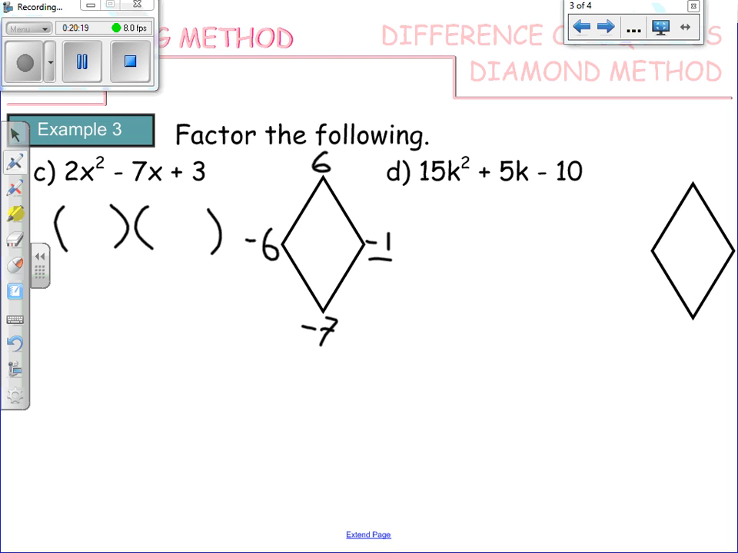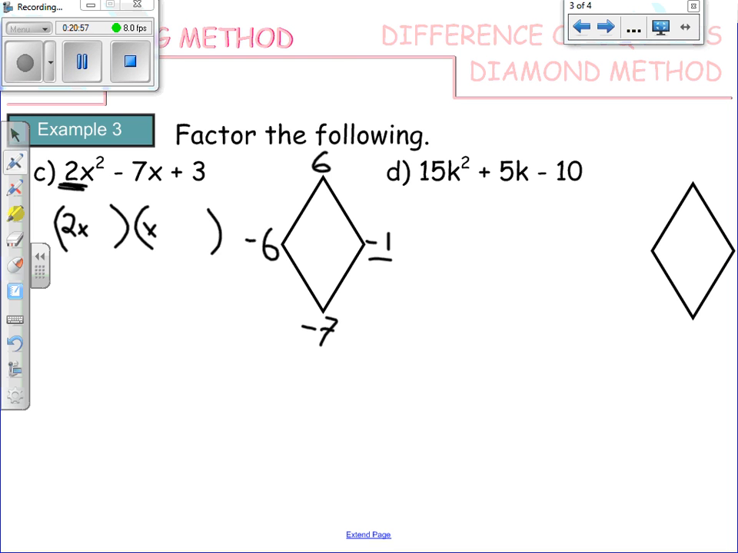Okay, so what goes in the brackets? If you're doing it this method, one of your brackets is going to be 2x and the other one's going to be x. The 2 comes from right here. That's why we chose 2x. Now what's the next part? You have to do something to the numbers on the side of the diamond. You divide. What do you divide, Emily?